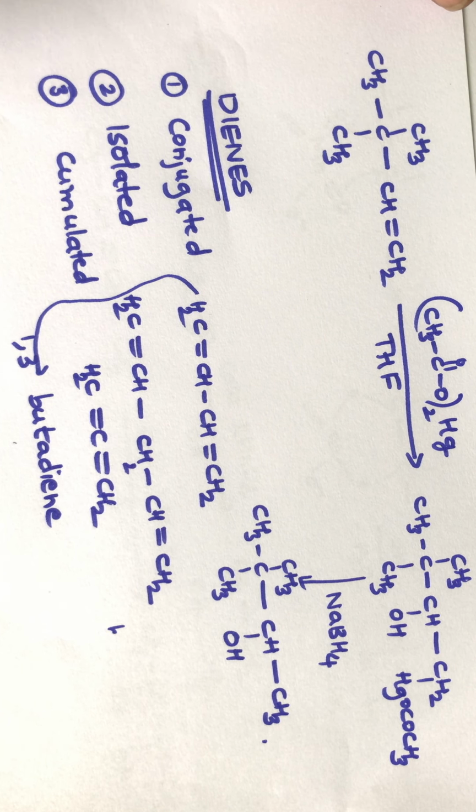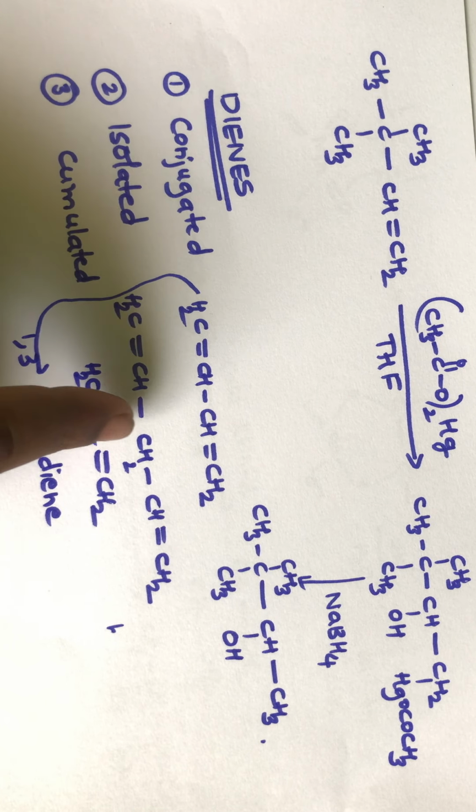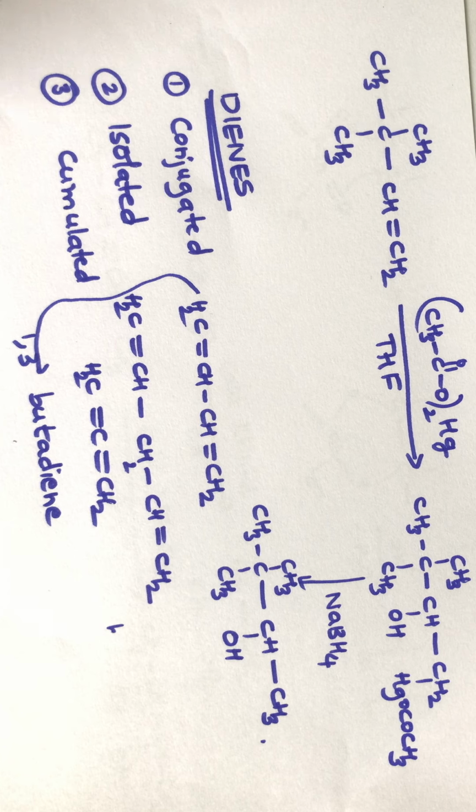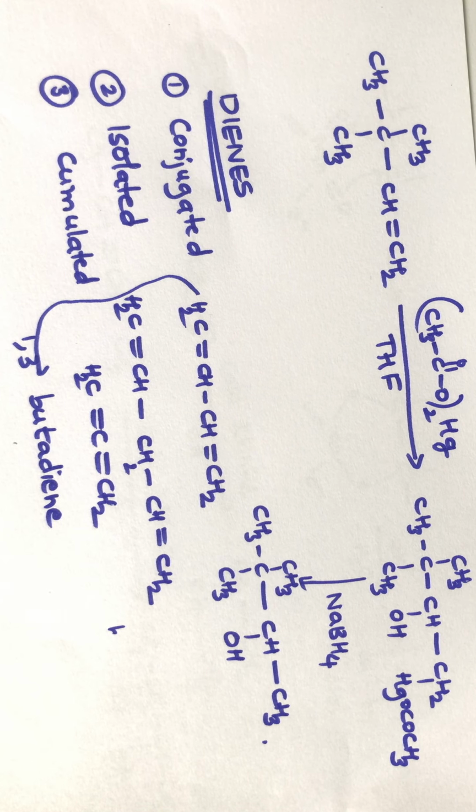Okay, so dienes are the compounds that contain two double bonds. These dienes can be classified based on the position of the double bonds into conjugated, isolated, and cumulated. Conjugated means the double bonds are alternate. Isolated means there is a huge gap between them. That means they are separated by more than one single bond. Cumulated dienes means the double bonds are present on adjacent carbons. There is no separation of the double bonds by a single bond in this case. Okay, thank you.